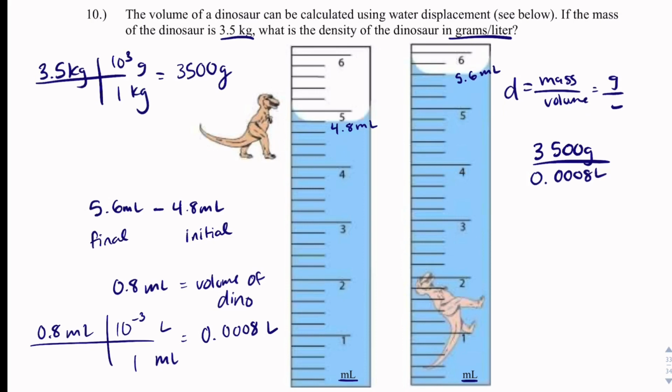So 3,500 divided by 0.0008. And I'm going to use scientific notation here because it was a big number. It was like 4 million something. So 4.375 times 10 to the 6 grams divided by liters. If we were doing sig figs here, which is a little bit weird to be doing, we have 2 sig figs divided by 1 sig fig. So this would actually just simplify to be 4 times 10 to the 6 grams per liter.